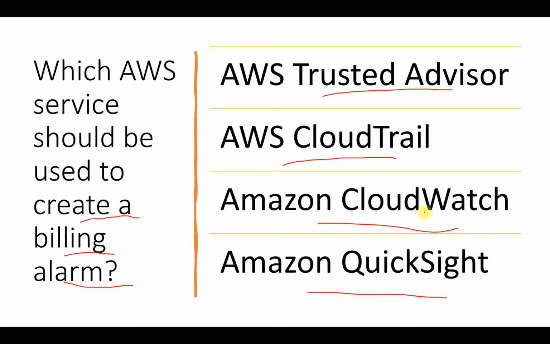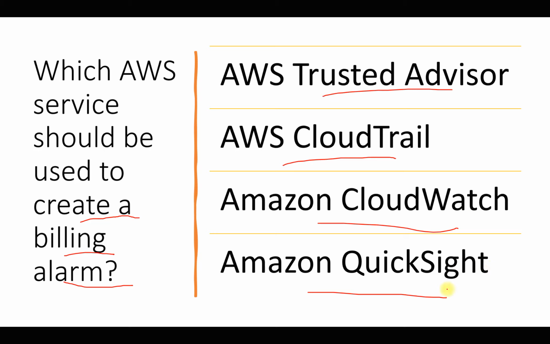Next service we are having is Amazon CloudWatch. Amazon CloudWatch is actually a monitoring and observability service which provides us data and actionable insights to monitor our application. Also, it collects monitoring and operational data in the form of logs, metrics, and events. So this service can be used for billing purposes.